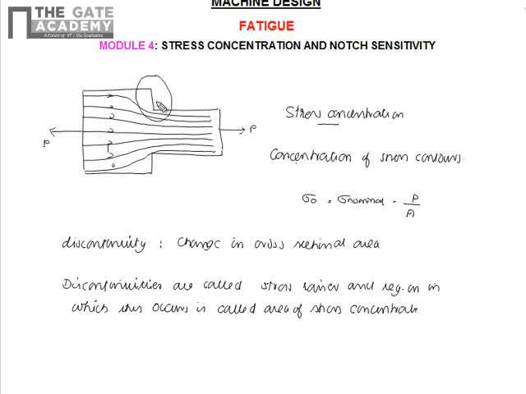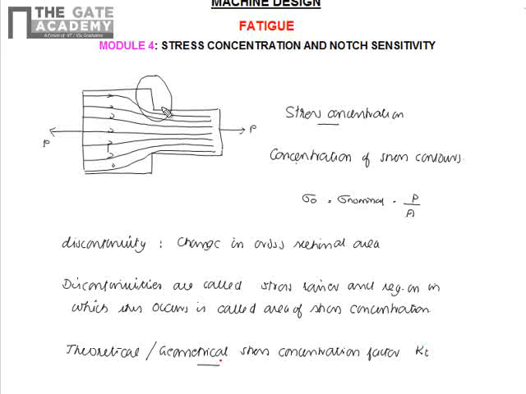So what happens in this region of stress concentration? We have seen there is a concentration of stress contours, and the stress locally in this region becomes very high. That is given by a parameter called the stress concentration factor, called the theoretical or geometrical stress concentration factor, represented by letter K subscript T.